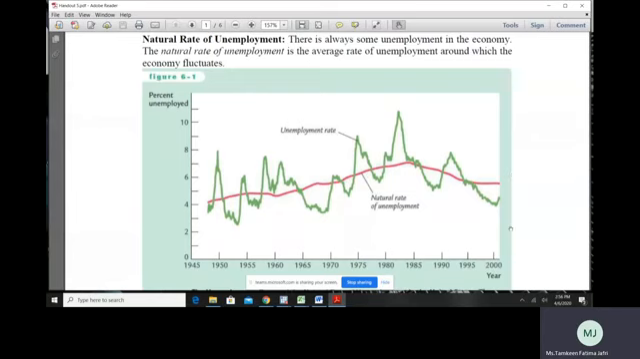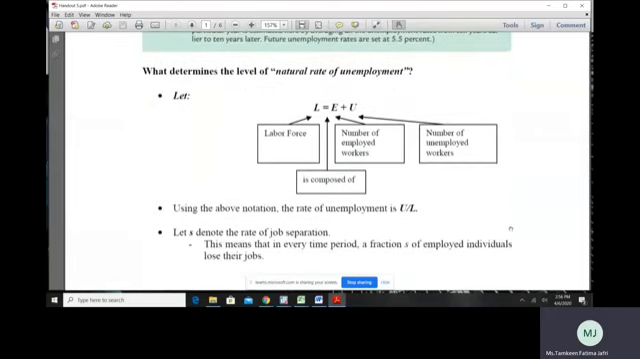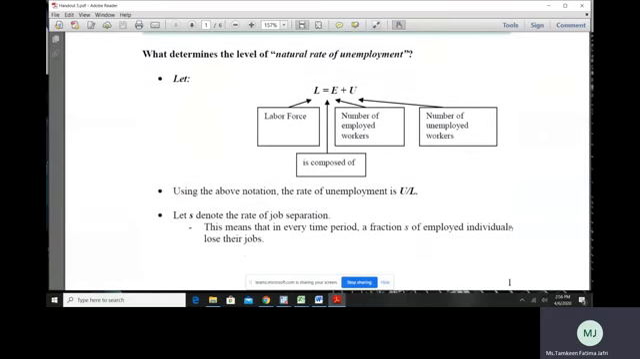Now, in order to understand how we can calculate this natural rate of unemployment, we're going to derive a simple formula for that. But before we go into the formula, you need to be familiar with some notation. L here is the total labor force, and the labor force comprises the people who are employed. E stands for the people who are employed, and U is the number of people who are unemployed.